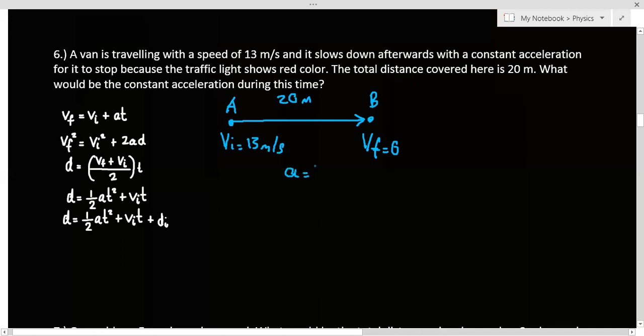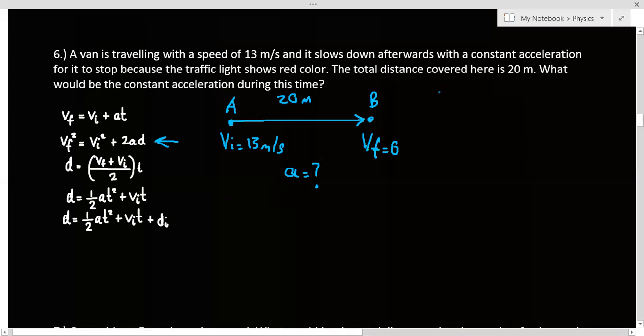What would be the acceleration at this distance or displacement? So which one of the formula you're going to use? You're going to use the second formula because it has the final velocity, the initial velocity, the displacement, and acceleration na kung saan yun yung hahanapin mo. So we will use this formula.